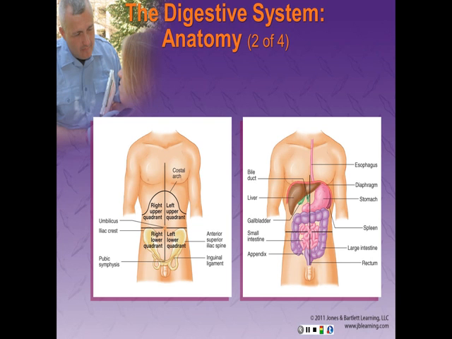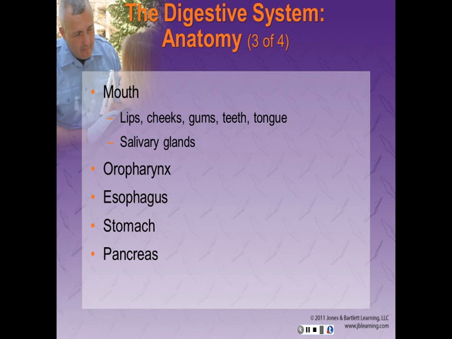We always refer to the right and left as the patient's right and left. The small intestine, the pancreas, the large intestine, and urinary bladder lie in more than one quadrant. So these are all things that are part of that, but they can be found in multiple quadrants.